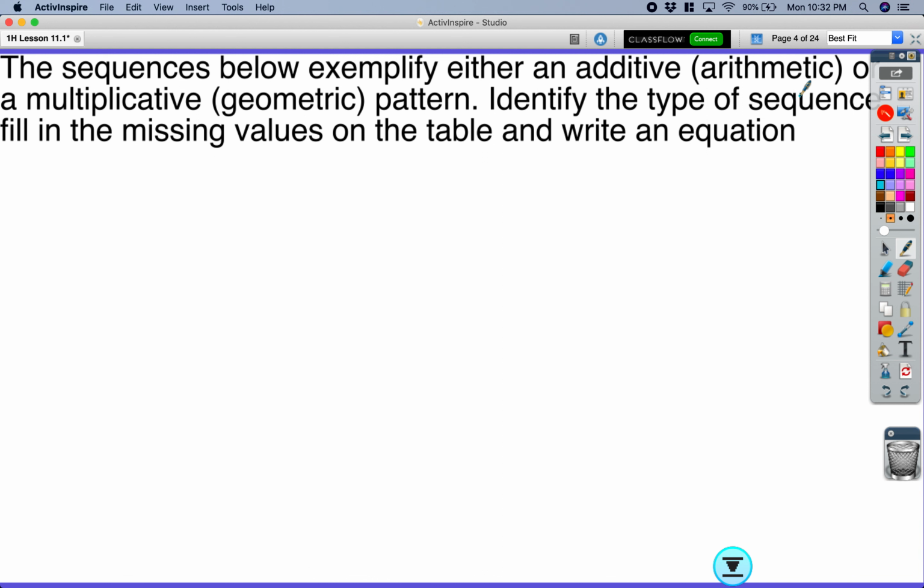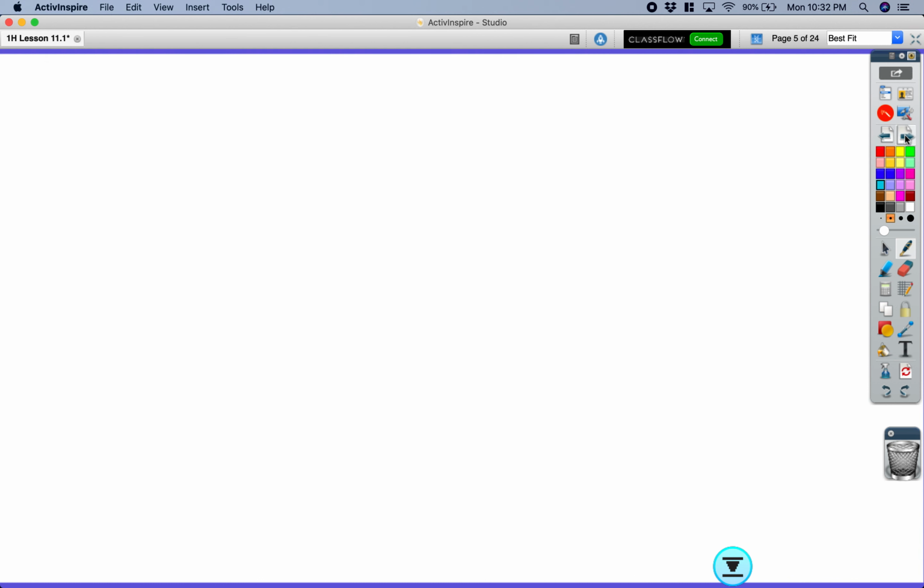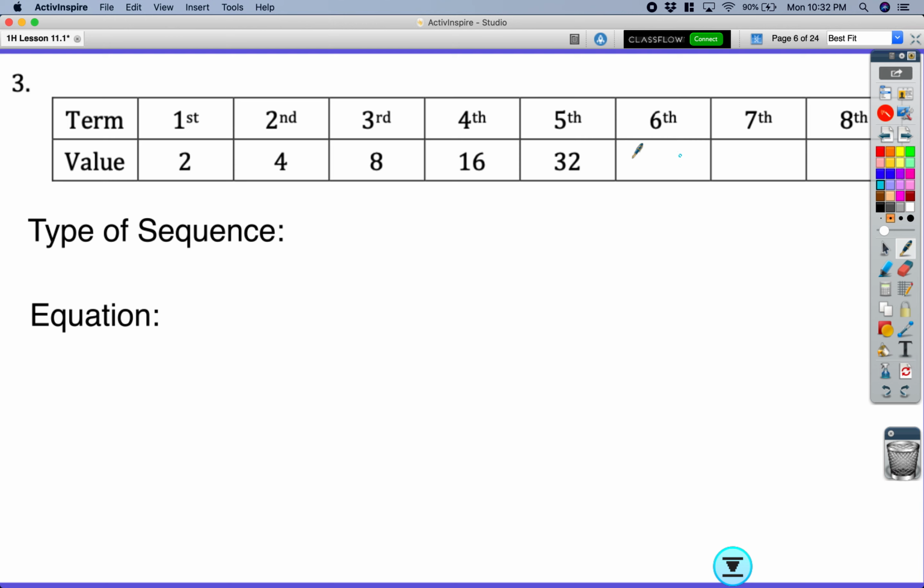All right. So the sequence below exemplifies either an additive arithmetic or a multiplicative geometric pattern. Identify the type of sequence, fill in the missing values on the table, and write an equation. So if we go ahead now and look at this, here I go from 2 to 4, 4 to 8, 8 to 16. You can see I'm just doubling them. So I'm going to have 64, 128, and 256. So since I'm doubling these, it's going to be a geometric sequence.